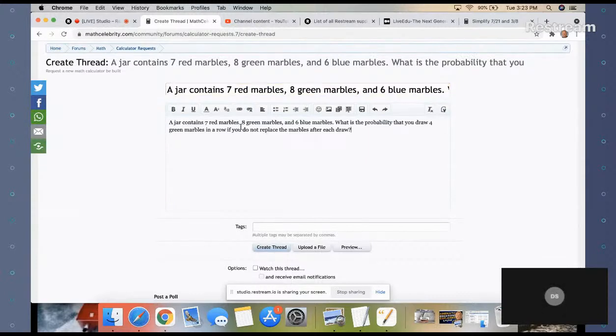Statistics, no matter what class you take or what teacher you go with. Sometimes you'll see it in lower level classes to get you prepared for statistics, but this is a key problem you'll see over and over again where you pick something or draw something out of a container, and then you have to calculate the probability of drawing a certain item or items in a certain order.